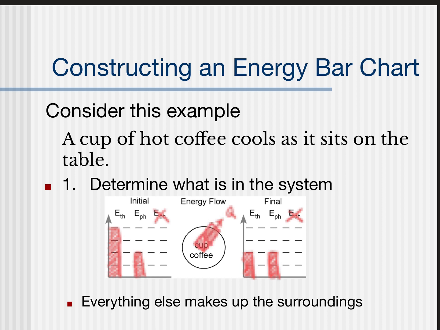by the coffee cup. Okay, so if we count up all the bars on both sides, you'll see that we have not created or destroyed energy. 1, 2, 3, 4, 5, 6. Okay, we lose 2, so on the other side we've got 1, 2, 3, 4, 5, 6. Okay, we have not created or destroyed energy. We've just lost some energy, and that caused the temperature of the coffee to go down.